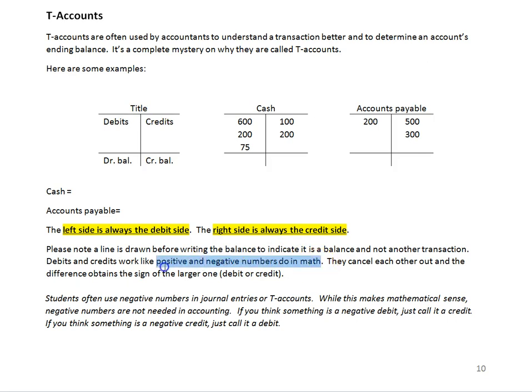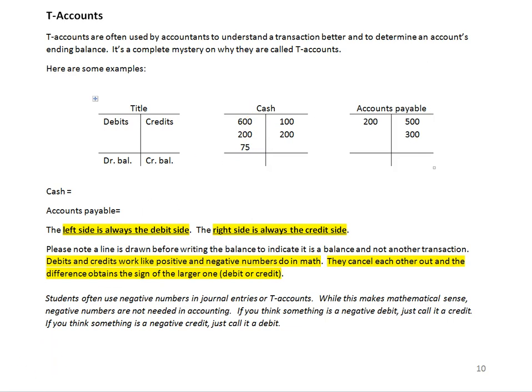Debits and credits work like positive and negative numbers do in math. They cancel each other out. So they cancel each other out or subtract the two, and then it gets a sign of the larger one. So if the debits were larger, it gets an ending debit balance. If the credits were larger, it's going to have an ending credit balance. So they're basically like positive and negative numbers in math.